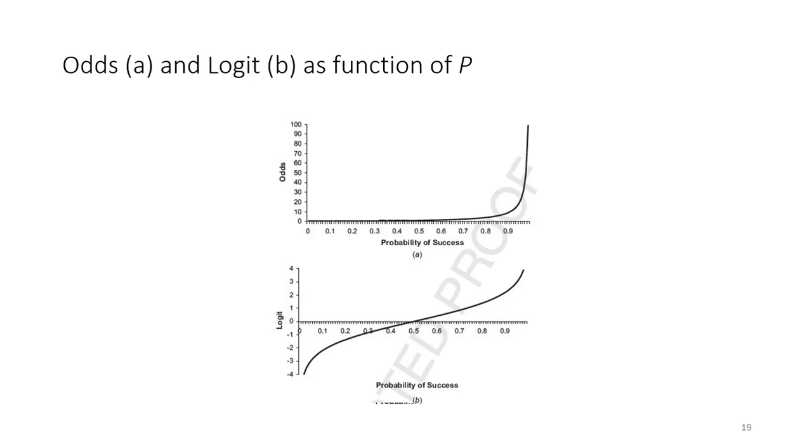The top graph that we have shown here shows the odds as a function of p, and the bottom graph shows the logit as a function of p. Notice that the odds can take any positive value or 0, while the logit can be any real number.